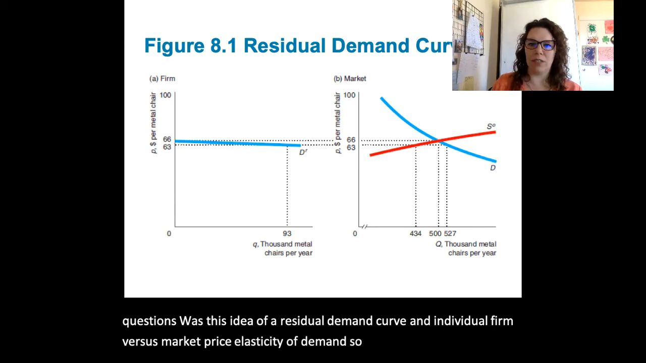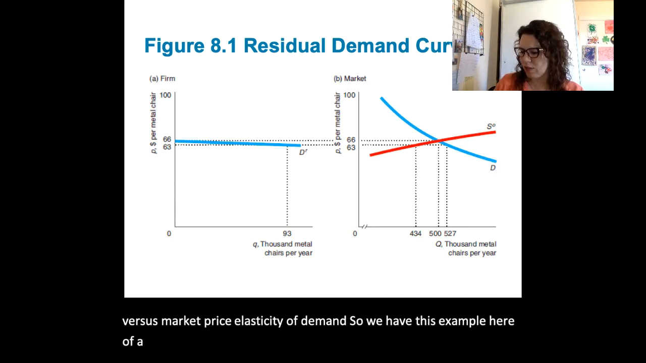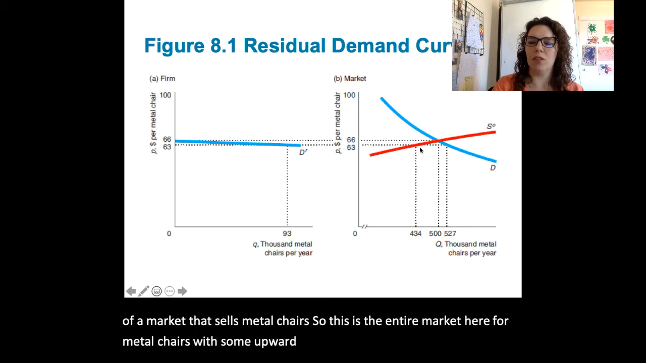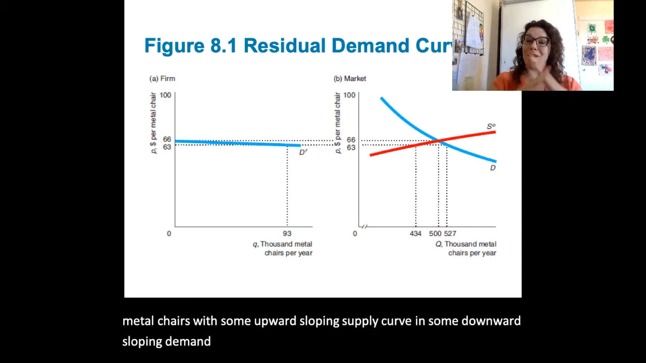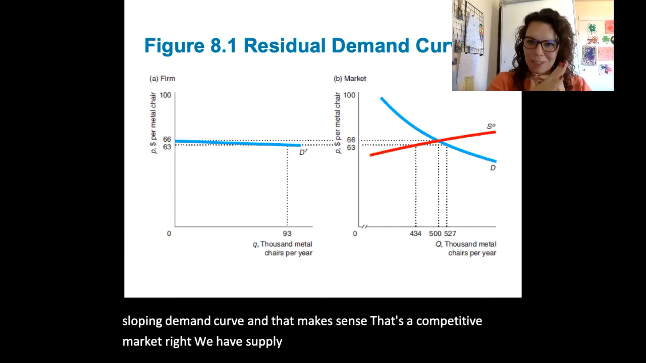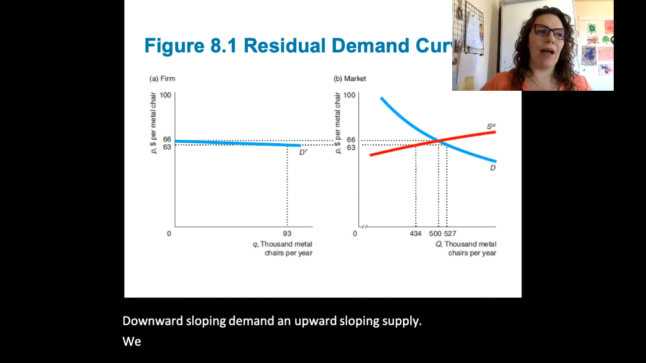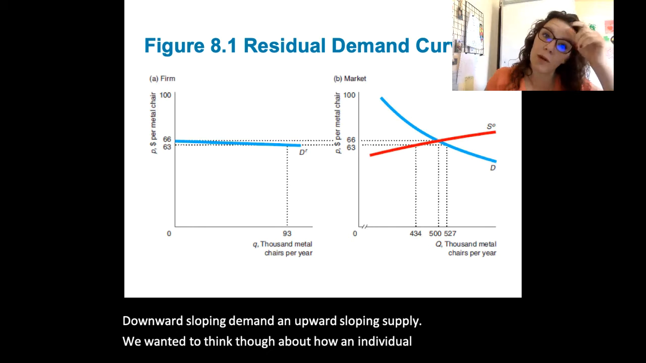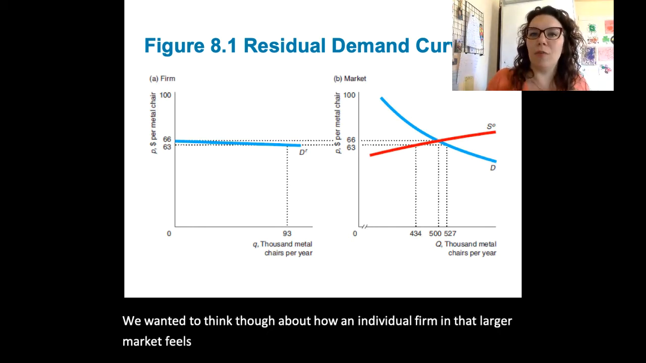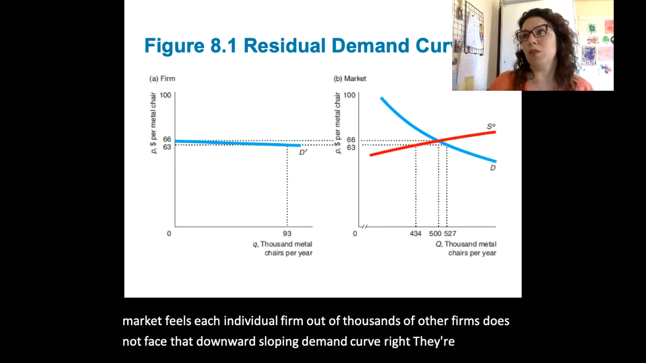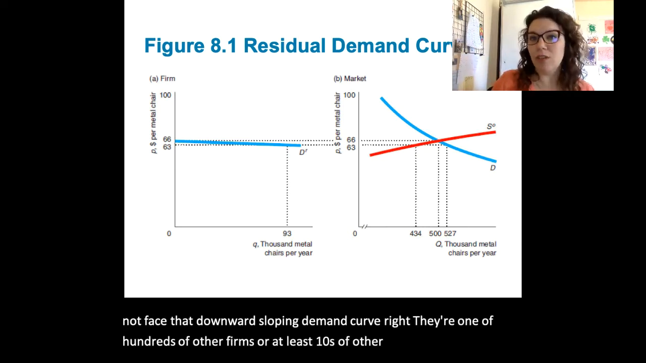So we have this example here of a market that sells metal chairs. This is the entire market here for metal chairs with some upward sloping supply curve and some downward sloping demand curve. And that makes sense. That's a competitive market, right? We have supply and demand, downward sloping demand and upward sloping supply. We want to think, though, about how an individual firm in that larger market feels. Each individual firm out of thousands of other firms does not face that downward sloping demand curve, right? They are one of hundreds of other firms, or at least tens of other firms, right? There are lots of other firms out there.